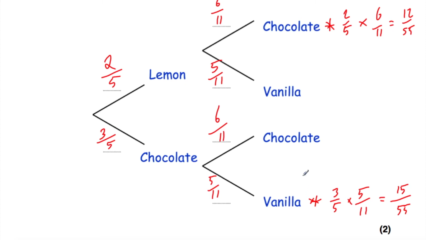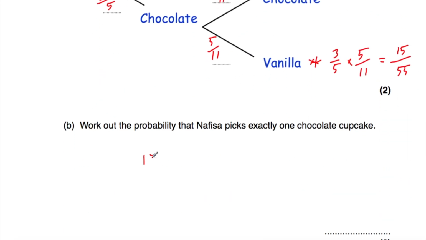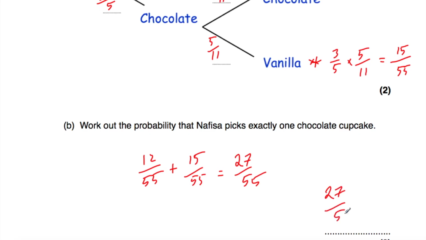Now we want the probability that exactly one of the cupcakes is chocolate, so that's that option or that option, so we just need to add these two probabilities together. That's 12/55 plus 15/55, which is 12 plus 15, which is 27/55. And that's it. So the probability that Nafisha picks exactly one chocolate cupcake would be 27/55. Okay, let's have a look at our next question.